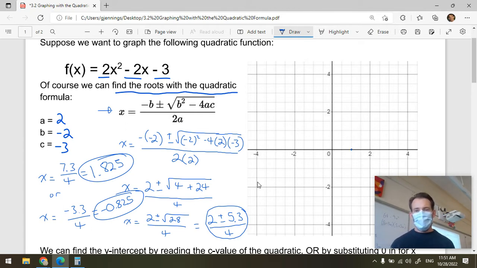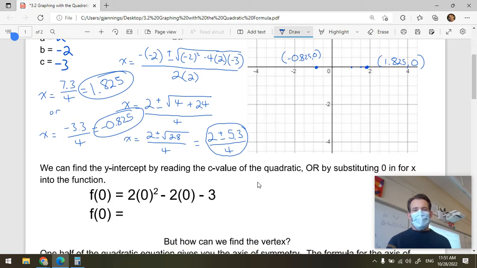Here's 1. Here is 1.5. Here is 1.825, very close to 2. So we can label that point as well. We know it's one of the roots. It has an x value of 1.825 and a y value of 0. Not so bad. It's nearly 2. And then the negative 0.825, well, that's nearly negative 1, so we'll put it right there. Negative 0.825, comma 0. Okay, cool. My parabola is going to go through that, but who cares? All right, now we've got the roots.